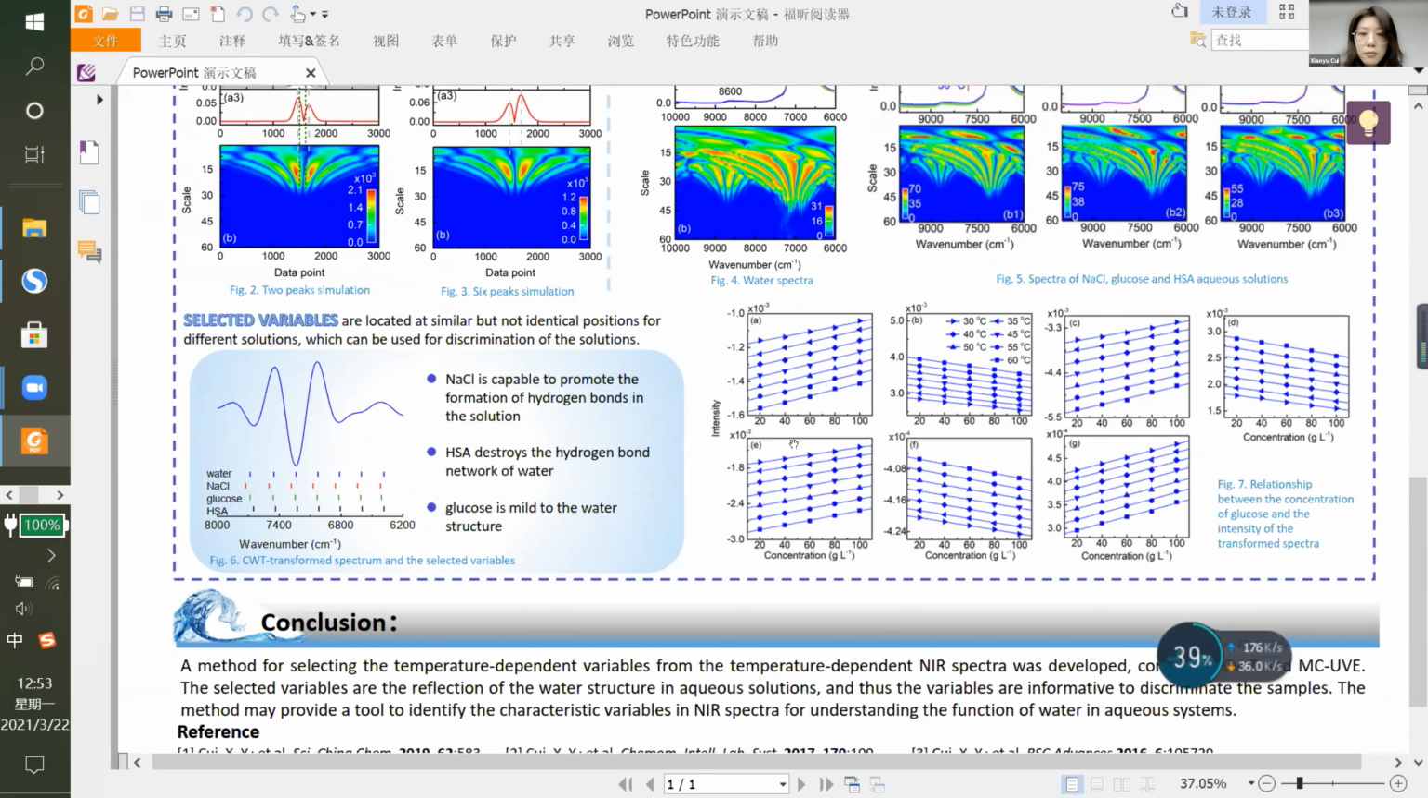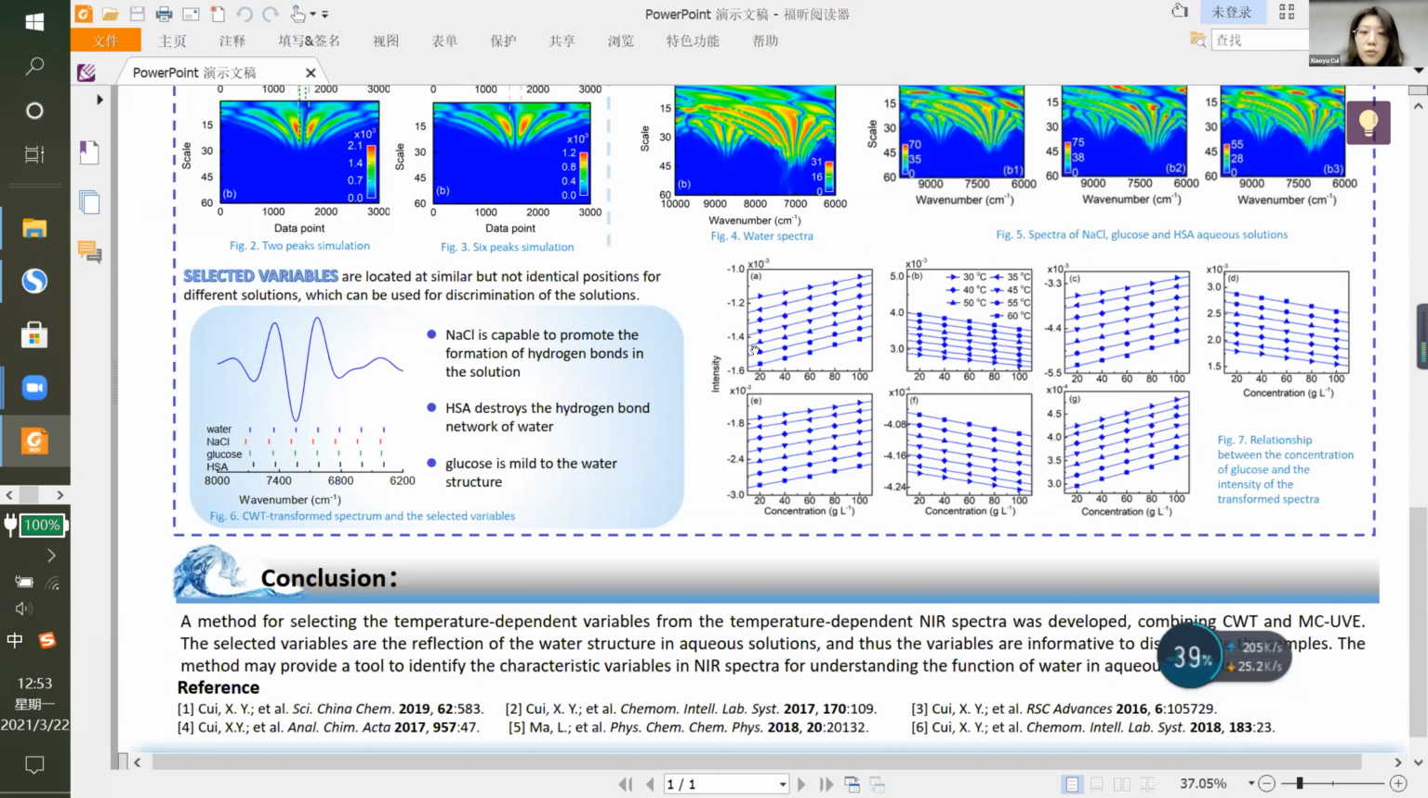And then to verify the method, we also use it for quantitative models. We use it with glucose solution spectra. We choose the peaks, like the 7 peaks, and the intensity of these peaks to do with the temperature and the concentration. We see the intensity of this peak with the concentration. It has a good model for quantification.